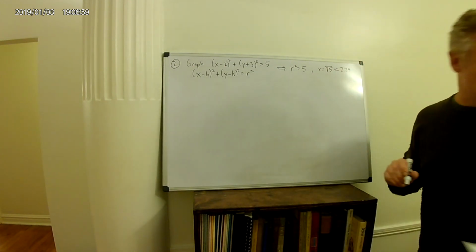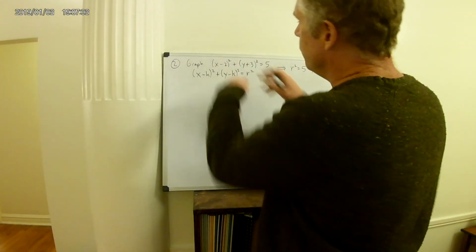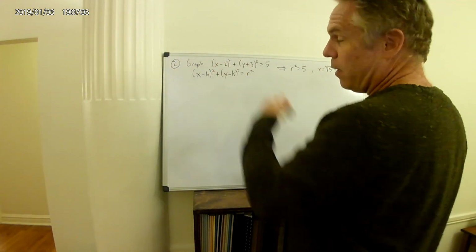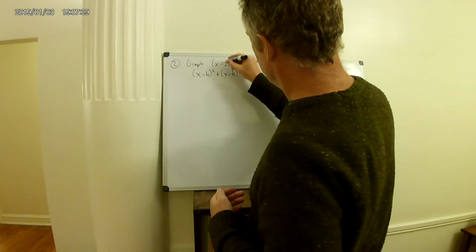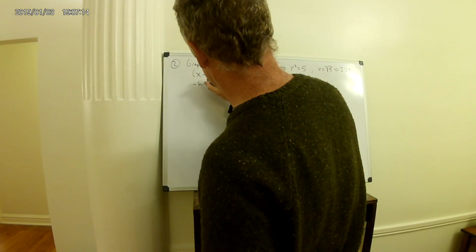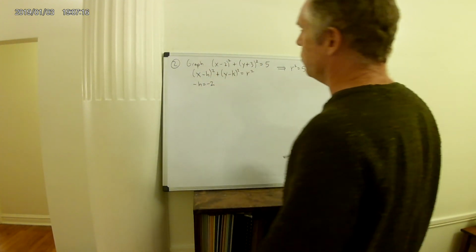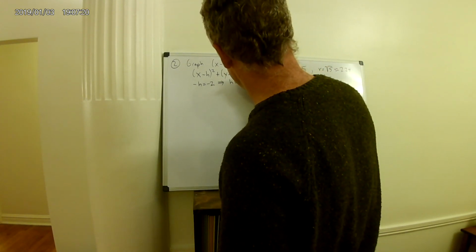Okay, so our radius is 2.24. Now we want to find the center. So we compare these two equations. And the first comparison I'm going to do in terms of x. If I look here, I notice that minus 2 and minus h should match. So I get the equation minus h equals minus 2. And if I solve this equation for h, this means h equals 2.